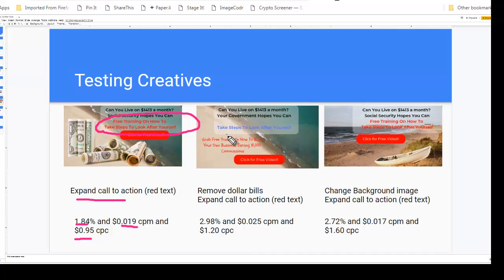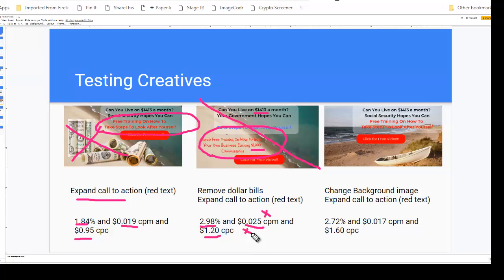So if we go to the next ad, basically what I did with the next one is I took out the dollar bills. The image is the same, the diagonal is apparently important, and I expanded the call to action: grab free training on how to build your own business earning $1,000 commissions. So that's a little bit different to here, and I'm tying the earned commissions to this number. I'm trying to put a connection in people's heads about why this would be important, because if they could get one of those commissions, they would almost supplement their entire pension. Click-through rate went to 2.98%. Impression rate was actually more expensive, so this is worse. And the cost per click was worse.